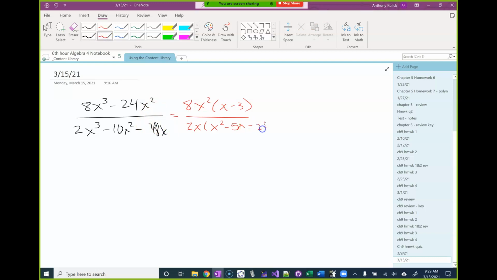We have to get things in factored form before we can get to a place where we can reduce. So I take out my greatest common factors, right? I notice that x minus 3, that's done, nothing more to do there. But x squared minus 5x minus 24 looks like something we could still factor. Two things that multiply to give us negative 24 and add to give us negative 5 are negative 8 and positive 3.